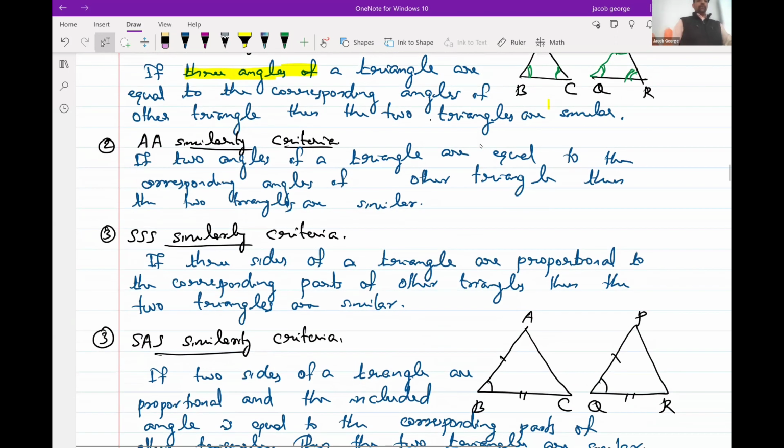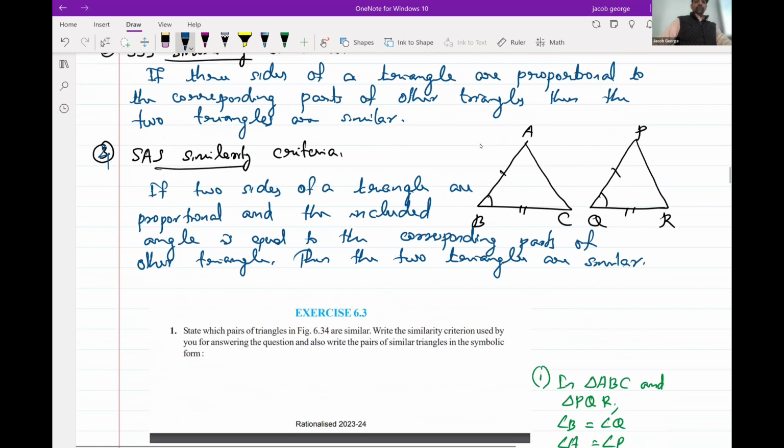Okay, 1, 2, 3, 4. This is the 4th one. Total, how many similarity criteria are there? 4 similarity criteria. Is it clear? Yes. Then sums based on this.